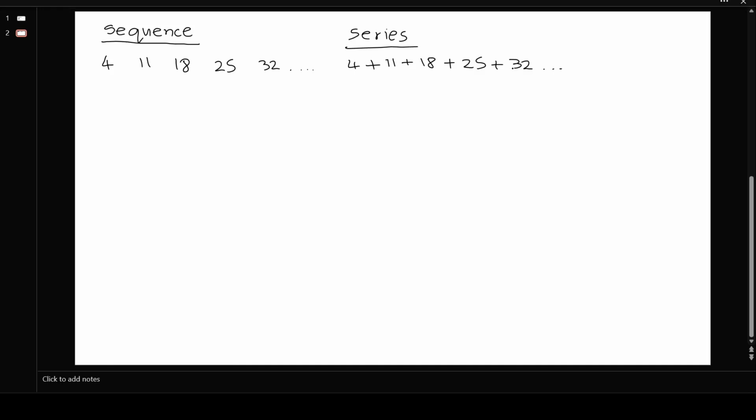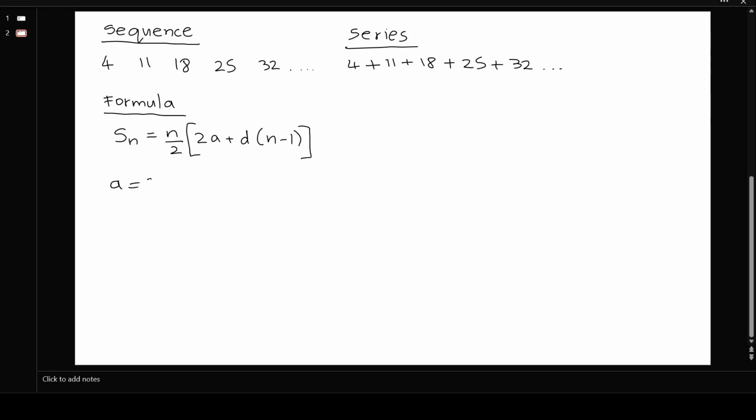So now that we're going to try and add the first 17 terms of this series, let's write down what the arithmetic series formula is. I'll write down the formula first. Sn equals n over 2 times, bracket, 2a plus d, bracket, n minus 1, close bracket, close bracket. Let me explain what all the letters in this equation mean.